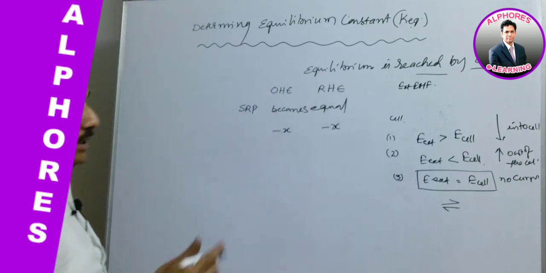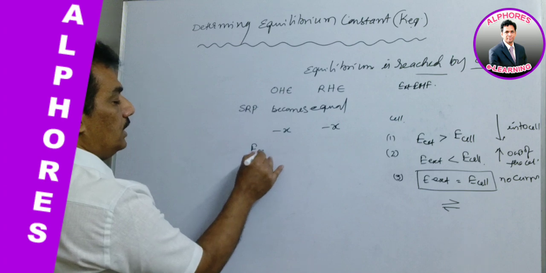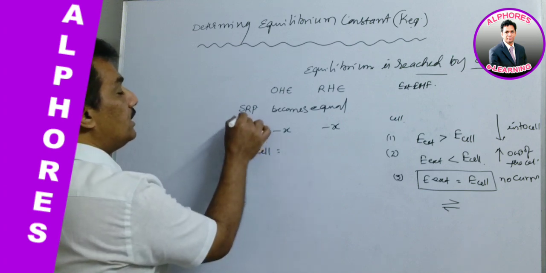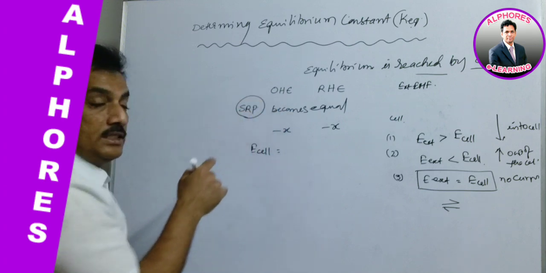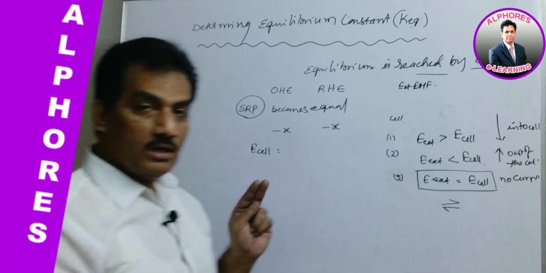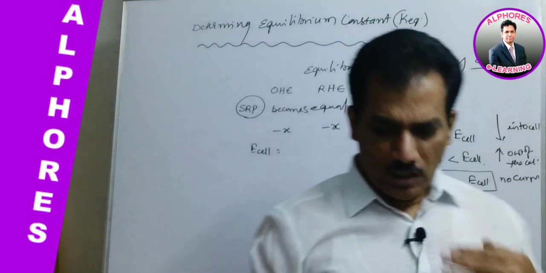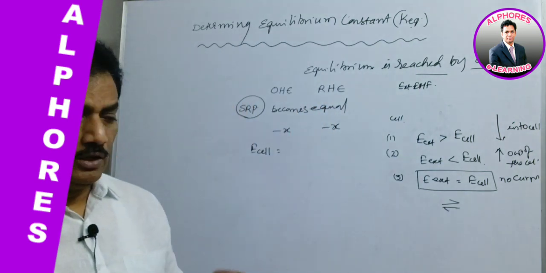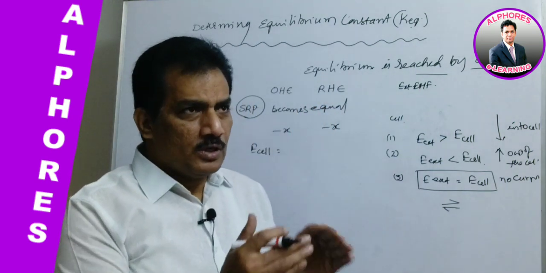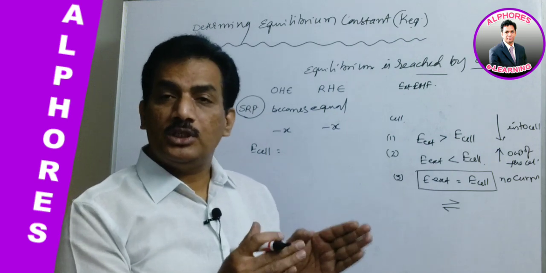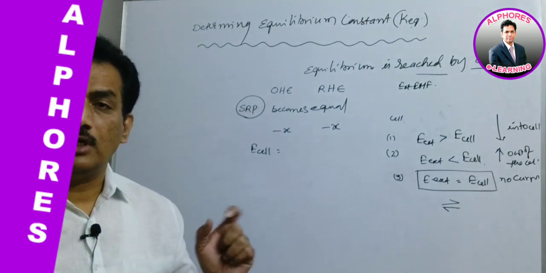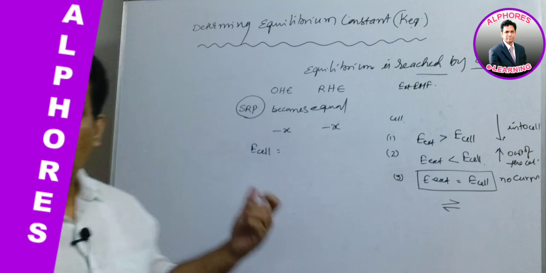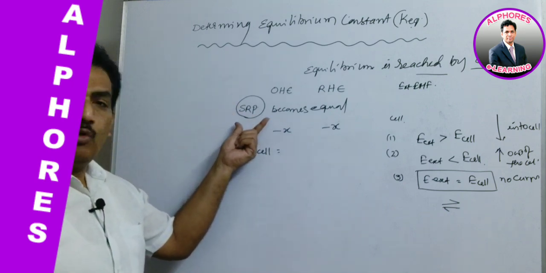As we know, the E cell is nothing but, in case both these electrodes are given with SRP values, here also you have to recollect. Now we are slowly coming to the end of the chapter. That's why you should memorize all these important concepts related to electrochemistry. Then only you can solve the numericals. Clear?